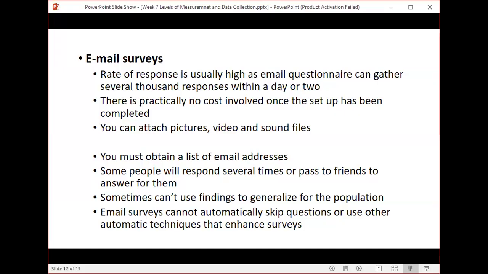That can be done. The problem now is you need to obtain a list of email addresses. And you know how email addresses are. The hyphens, the dots, the capital letters.